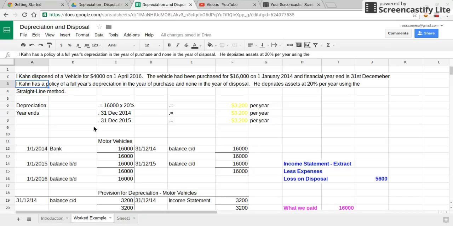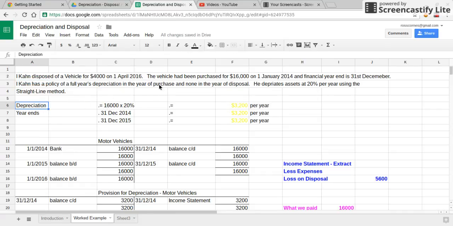And this one, quite a common depreciation policy, is that they are going to do a full year's depreciation in the year of purchase and none in the year of disposal. And the company is going to depreciate the assets at 20% per year using the straight line method. So what this means is that in the year they purchased in, 2014, there will be a full year's depreciation, even if they purchased it halfway through the year. They're going to dispose of it in 2016, so there'll also be a full year's depreciation for 2015, but they're going to ignore any depreciation in the year of disposal, which is 2016.